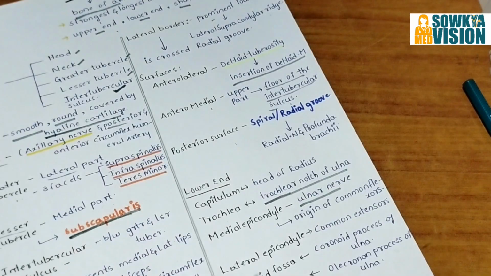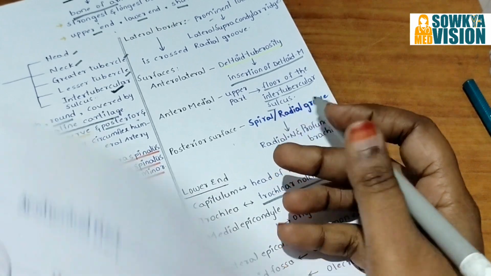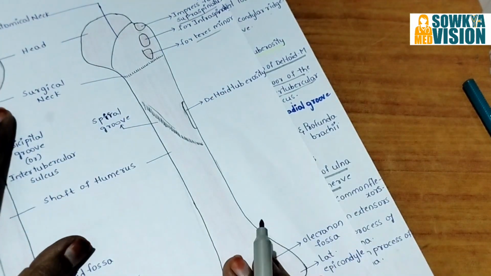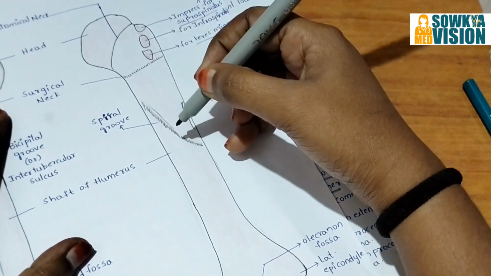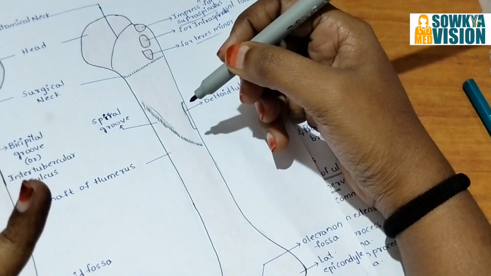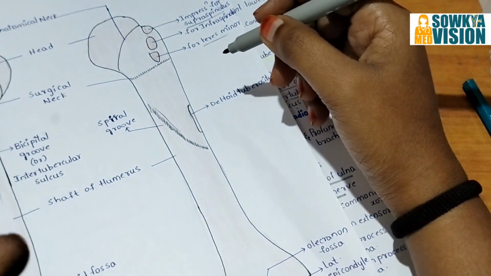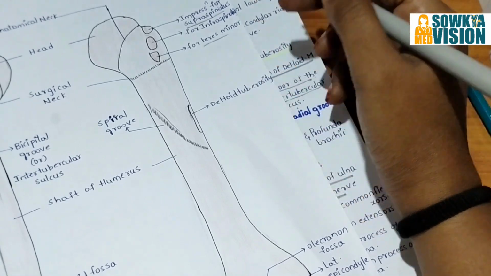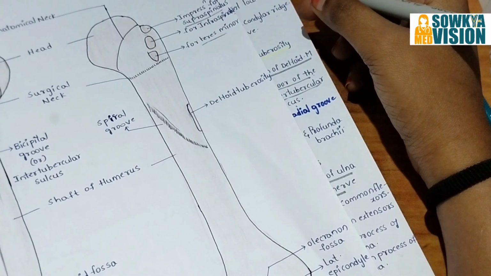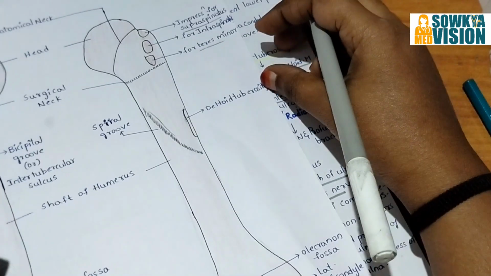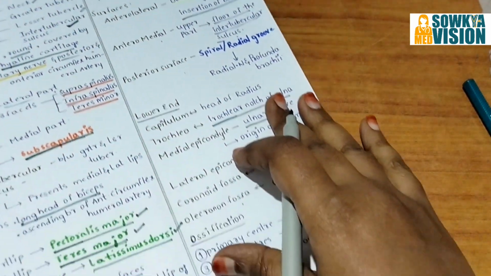Yes. Now, the posterior surface, this is a posterior view. The posterior surface containing a spiral groove or a radial groove containing two components, radial nerve and profunda brachii vessels. This profunda brachii artery is the branch of major artery of arm known as brachial artery. Yes. And now, lower end.